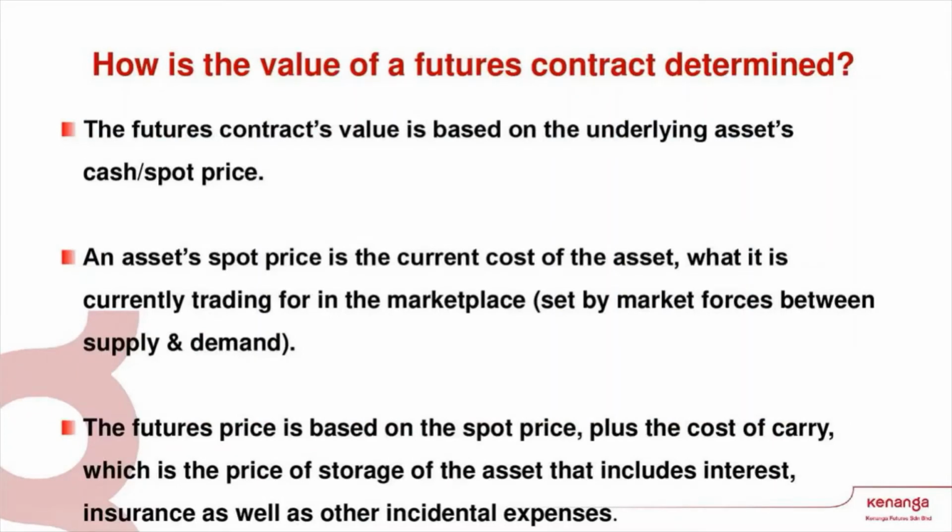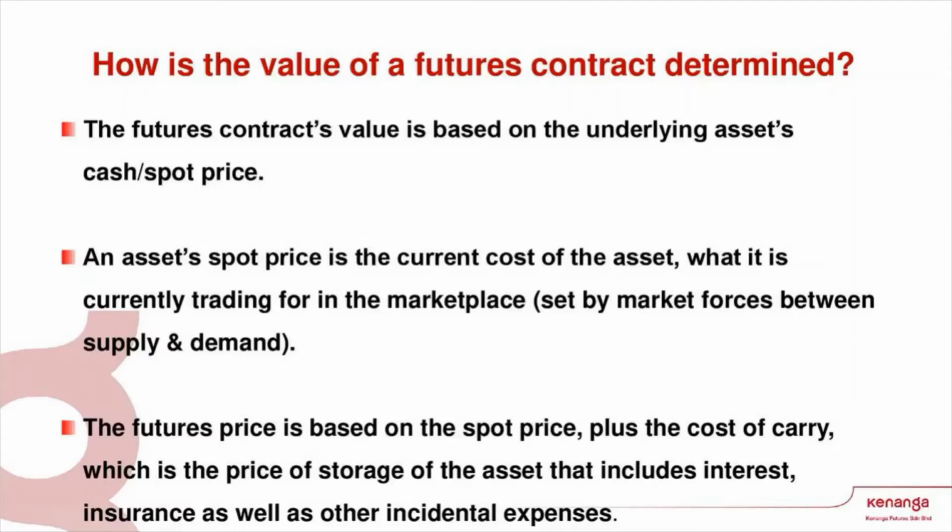How are futures prices determined? The value of the futures contract is based on the underlying asset's cash price, also commonly referred to as the spot price. What do we mean by spot price? An asset's spot price is the current cost of the asset, what it's currently trading for in the marketplace. And the spot price is largely influenced by market forces between supply and demand.